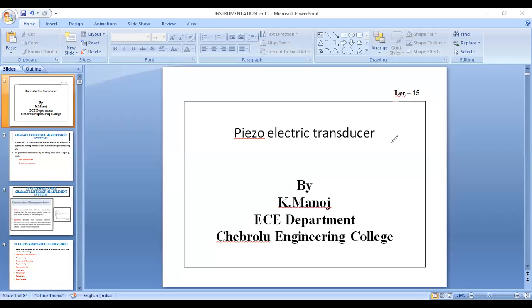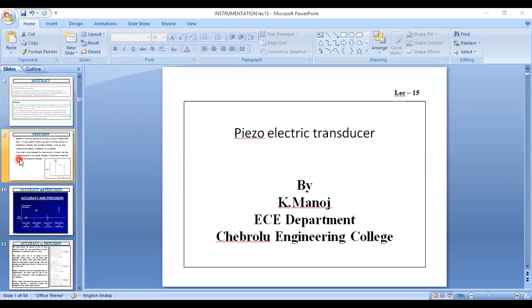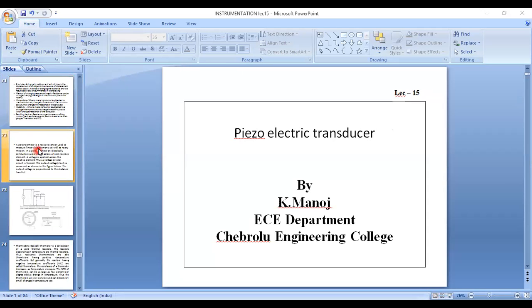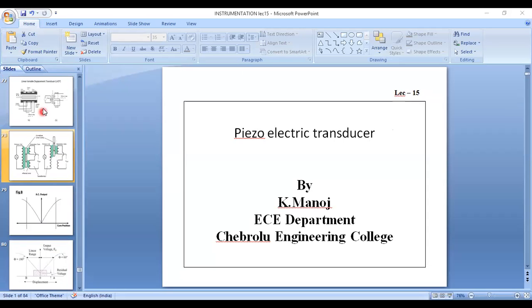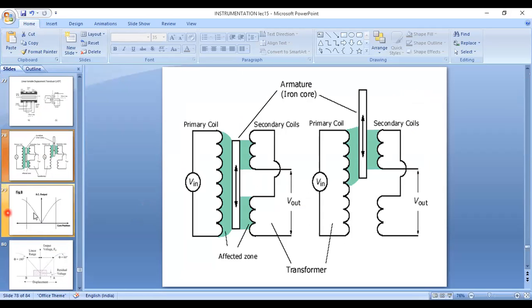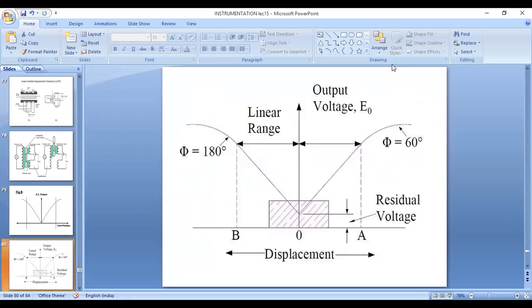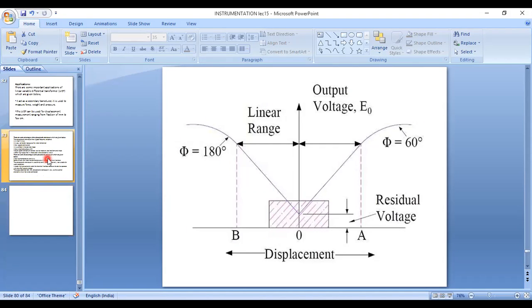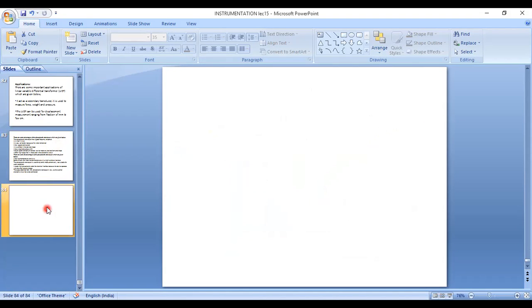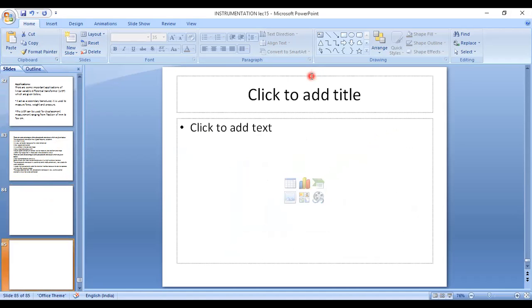Good morning. Today's class is about piezoelectric transducers. In the last class, we saw the LVDT, a linear variable differential transducer, and its characteristics. We are left with some minor topics in thermocouples. After completing thermocouples, let us move on to piezoelectric transducers.